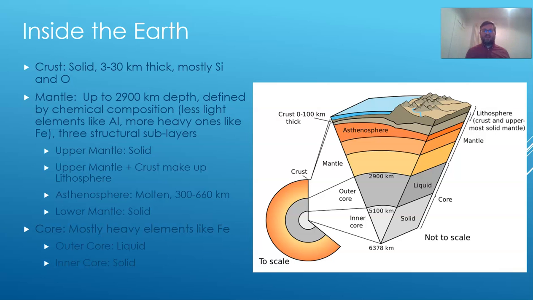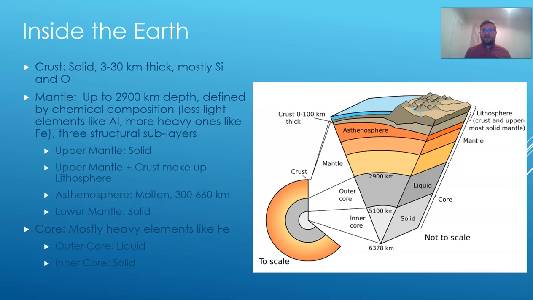So these are the layers that make up the interior of the Earth. We've got our solid outermost layer, the lithosphere, made up of crust and upper mantle. Then we've got the asthenosphere, which is our molten layer in the middle of the mantle. Then we've got the solid lower mantle, liquid outer core, and solid inner core.